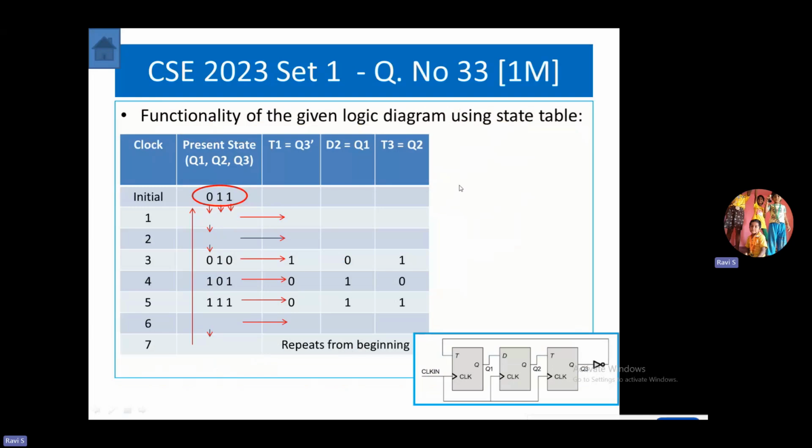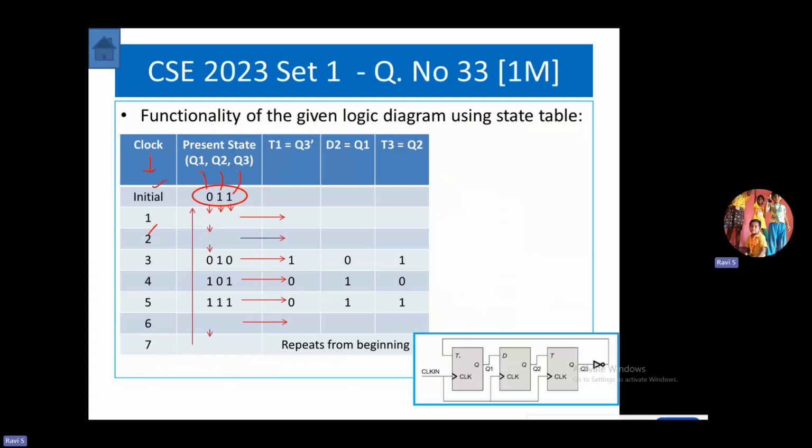To solve this problem, let us go for a state table. The state table contains the clock sequence we are going to apply. And before applying the clock pulse, the initial state is given in the question itself. Value of Q1 is 0, Q2 is 1, and Q3 also 1 is given here. Now, when we apply the clock input, we need to know the inputs, right? Then only the flip-flop will change its state.